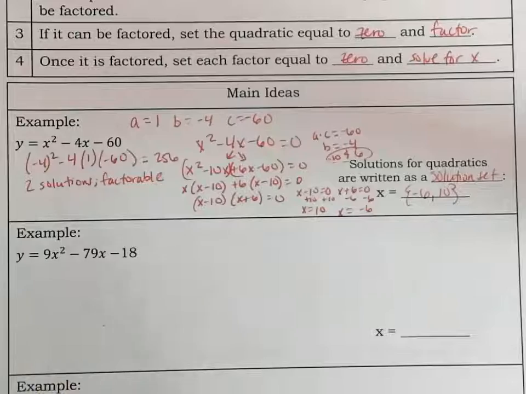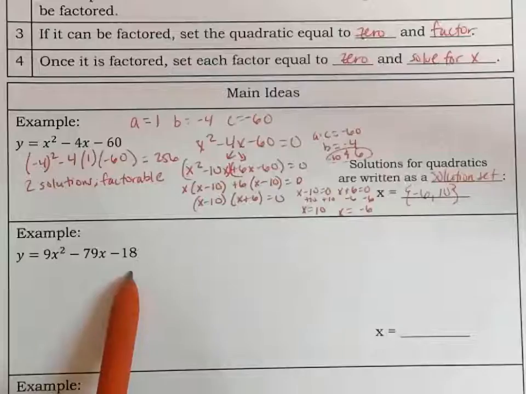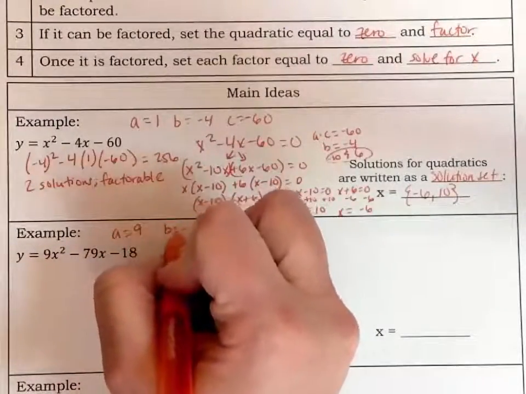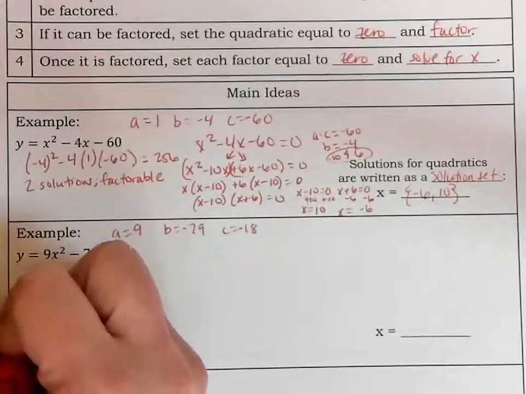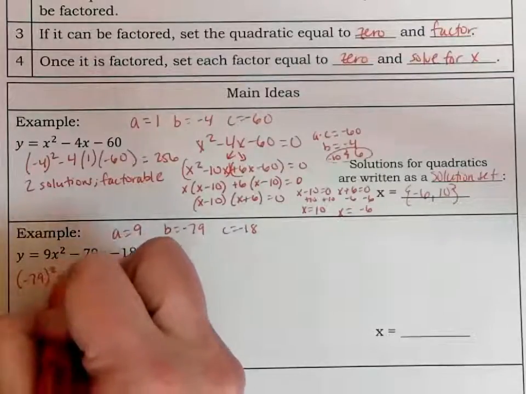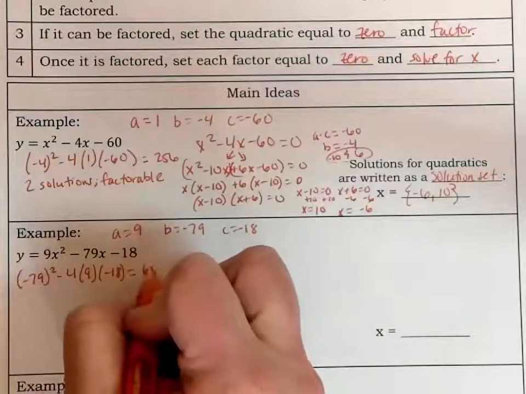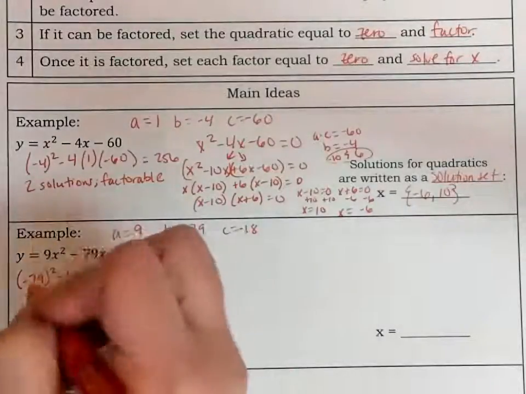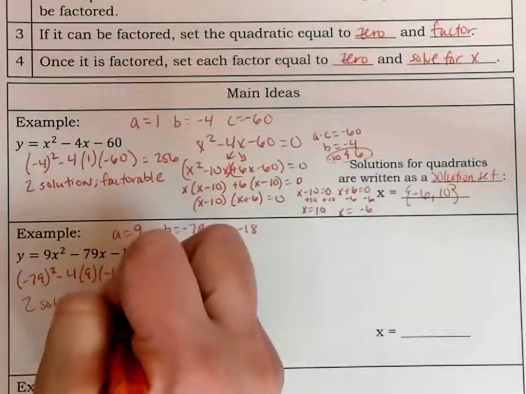So on this one, of course, we start with simplify, rearrange, and remove greatest common factor. I don't have any of that to do here. So I'm going to go ahead and do my factor test and discriminant test. A is 9, B is negative 79, C is negative 18. So I'm going to plug those values in. I have negative 79 squared minus 4 times 9 times negative 18, which gives me 6,889. And I can take the square root of that. It's a square. So I find out that this has two solutions and it is factorable.